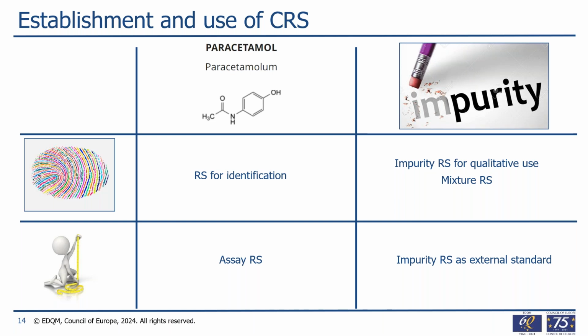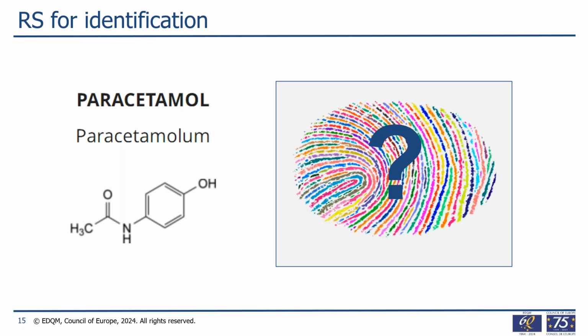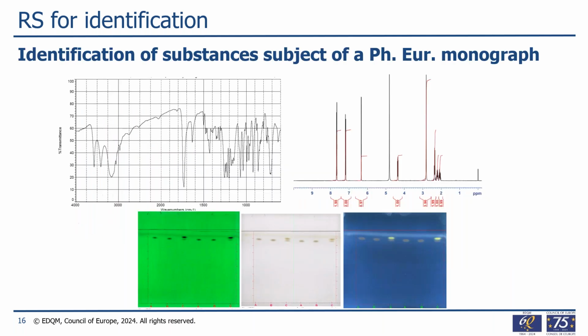On the one hand, we have the substances subject of a monograph in the column on the left. And on the other side, we have the impurities. And they're also distributed on the basis of whether or not they are used for qualitative purposes or quantitative purposes. I will go over them one by one, starting with the reference standards for identification.